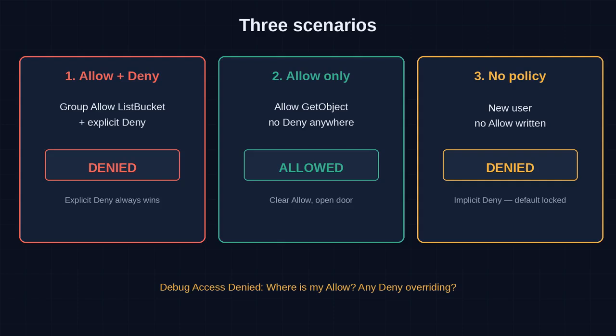When something breaks in production with an access denied error, your debugging question is not who denied me first. It is where is my allow and is any deny overriding it?